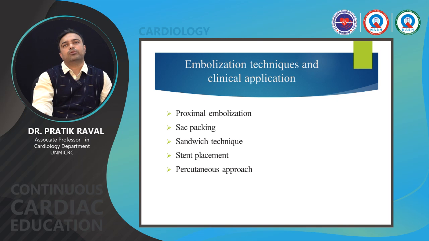So let us move to various embolization techniques and their clinical application. The various agents are used by proximal embolization, sac packing method, and a sandwich technique is also available. Sometimes we need to place a stent, basically a covered stent, that is a stent graft, to occlude the bleeder, and percutaneous approach is mainly used when the endovascular approach is not feasible or it fails.